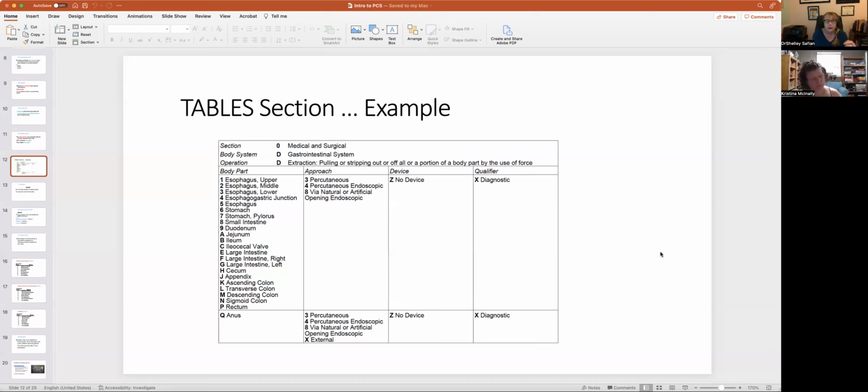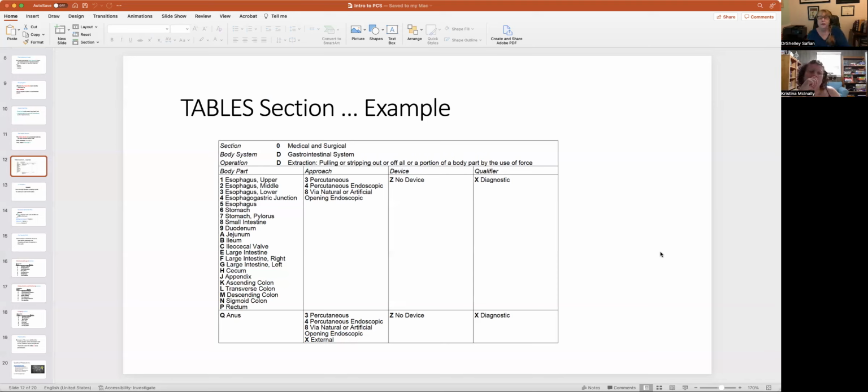For now, the body system, the third character, the root operation term. And you will notice that you not only have the character here, but the book gives you the definition. So you don't have to remember, oh, in this section, D as in dog is extraction, which is pulling or stripping out or off all or a portion of a body part by the use of force. So extraction, like pulling out a tooth.